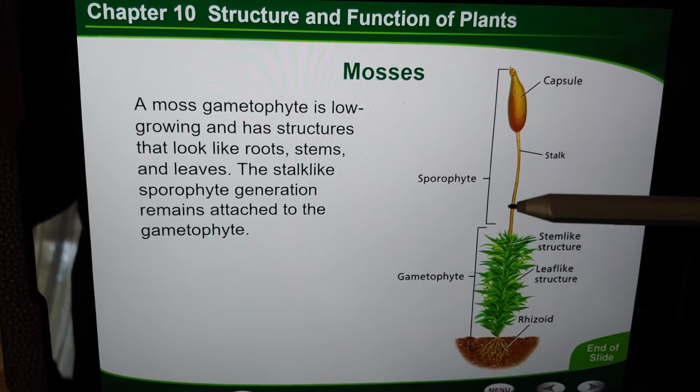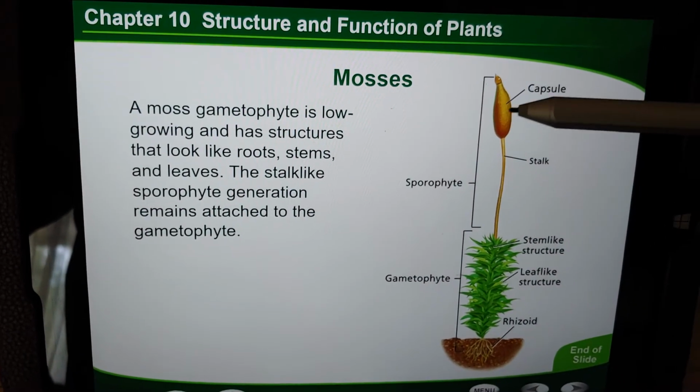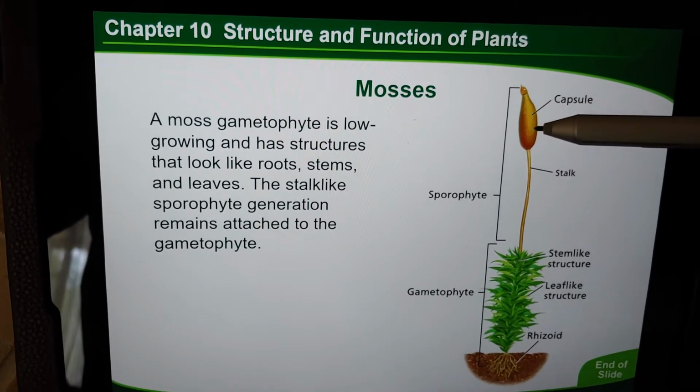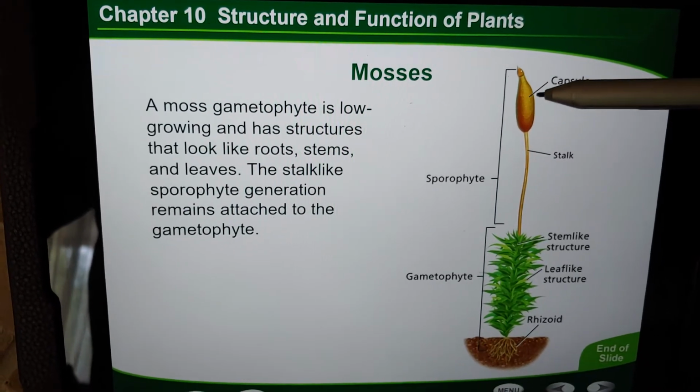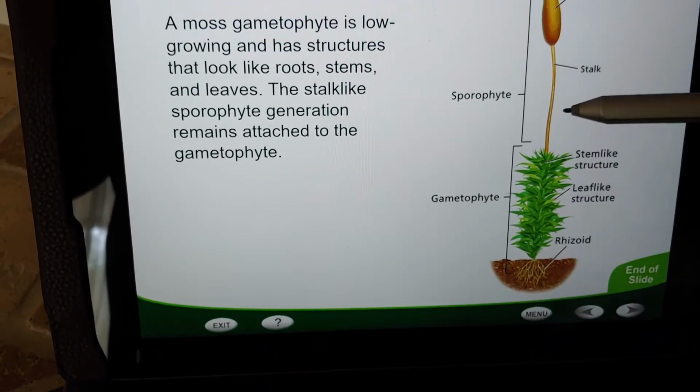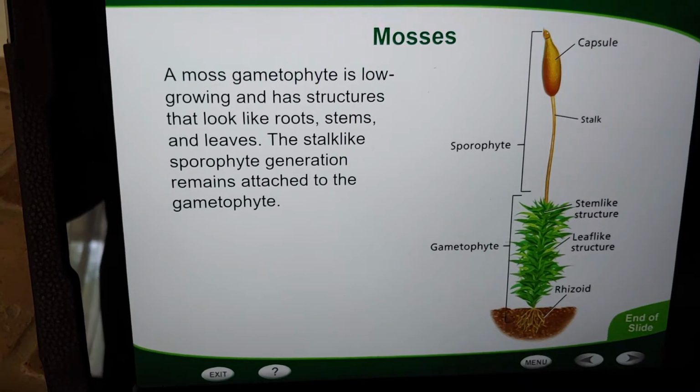The sporophyte will be like the stalk with the capsule that has the spores. Sorry, just had a brain fart. And eventually this stalk could come off and you just have this plant. So the sporophyte will come and go when it's time to reproduce.